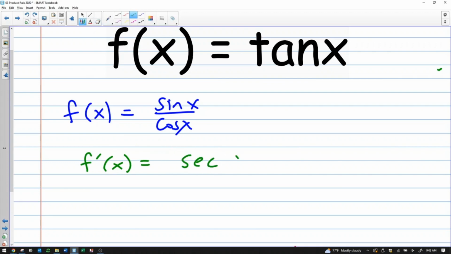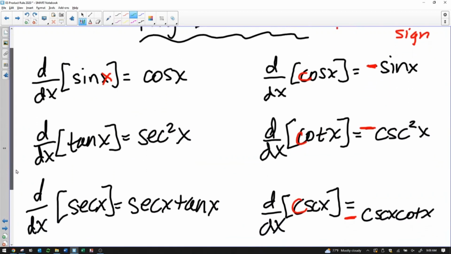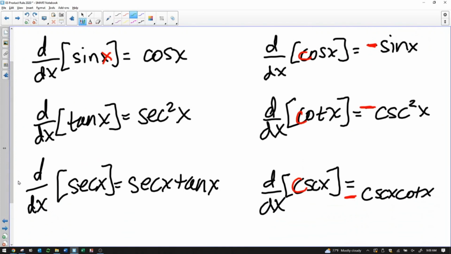So secant x quantity squared. That is the derivative of tangent. Also, that's the same thing as secant squared x. You're just going to have to memorize this eventually. You're gonna memorize this whole table here. If you have time, can you go ahead and jot that down? You're gonna have this in your memory, like this will be a formula quiz.